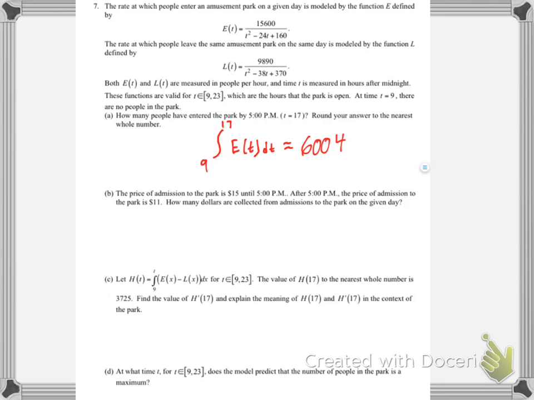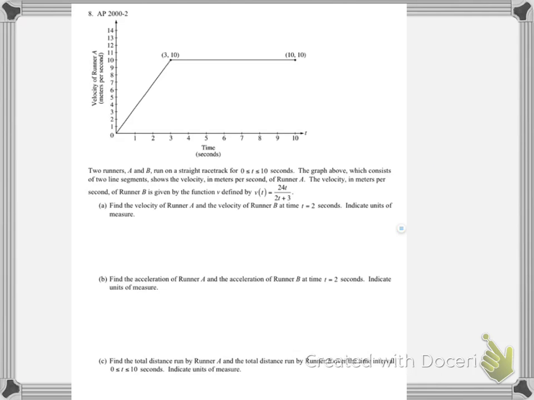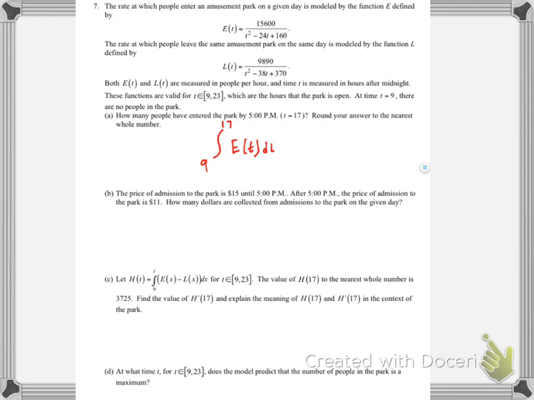Now, the price of admission to the park, 15 buckaroos. Whoa, what just happened there? I guess that's where I ended on my notes.